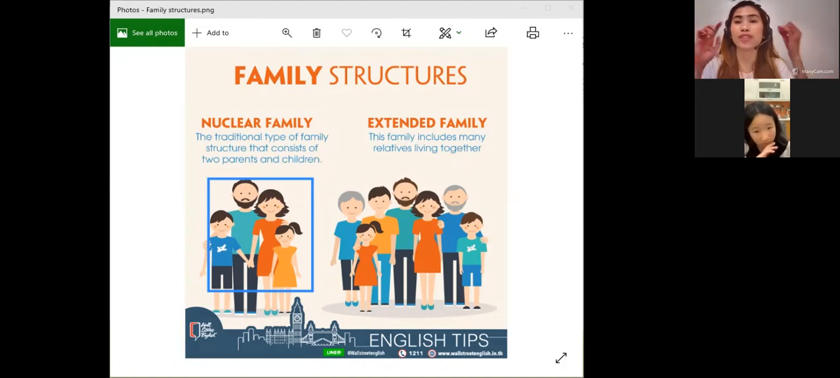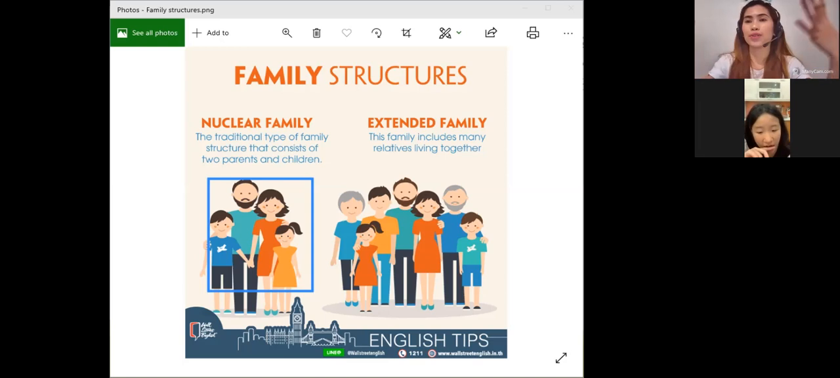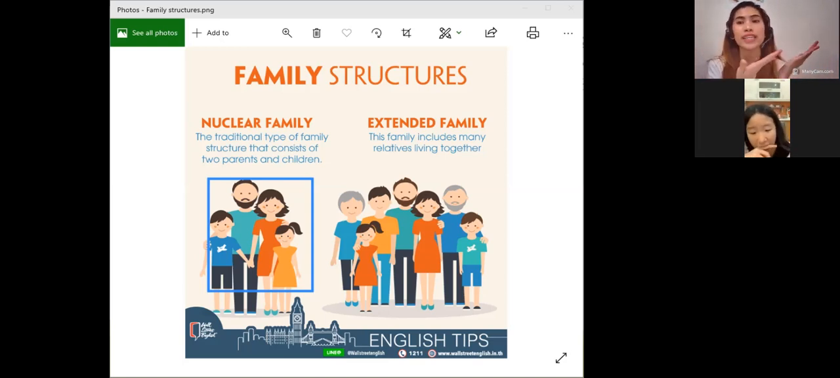Okay, so they have children. They have a mom and a dad. Do they have the grandparents, and the uncles and aunties? No. Just the immediate family. Just the children and the parents. That is a nuclear family. They live in a house, just the children and the parents, no one else, okay?